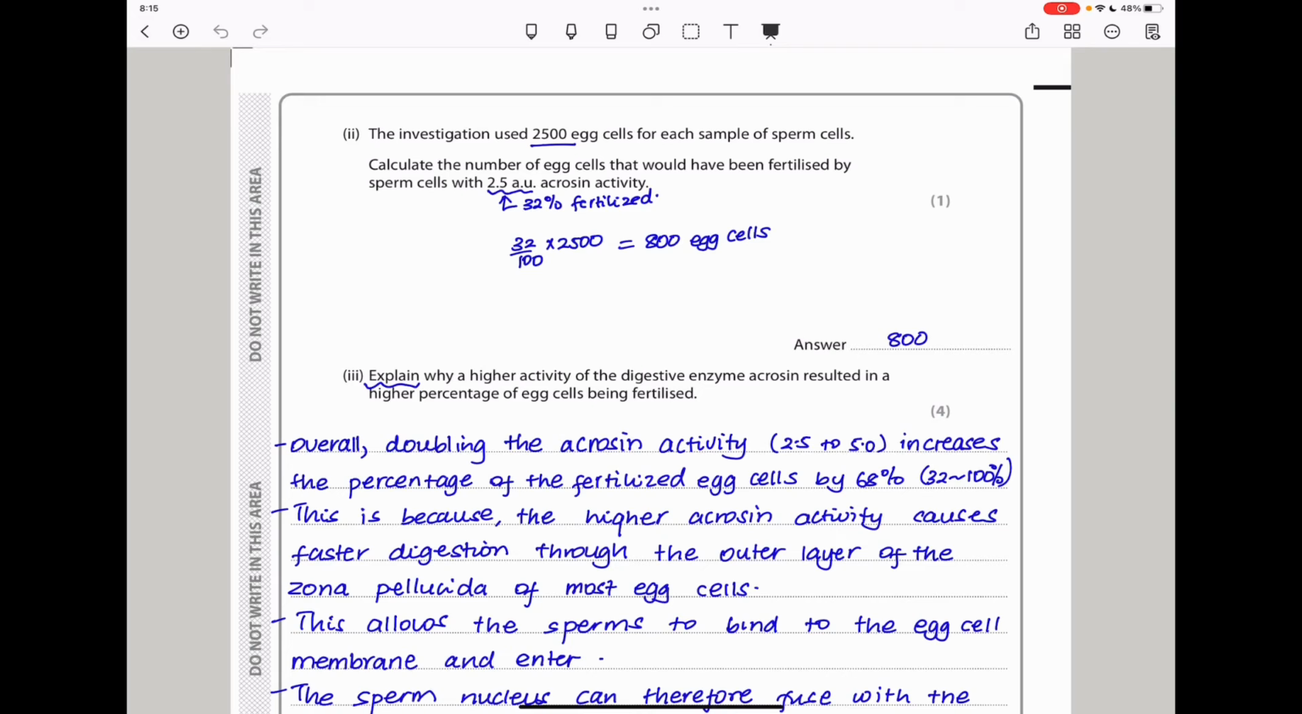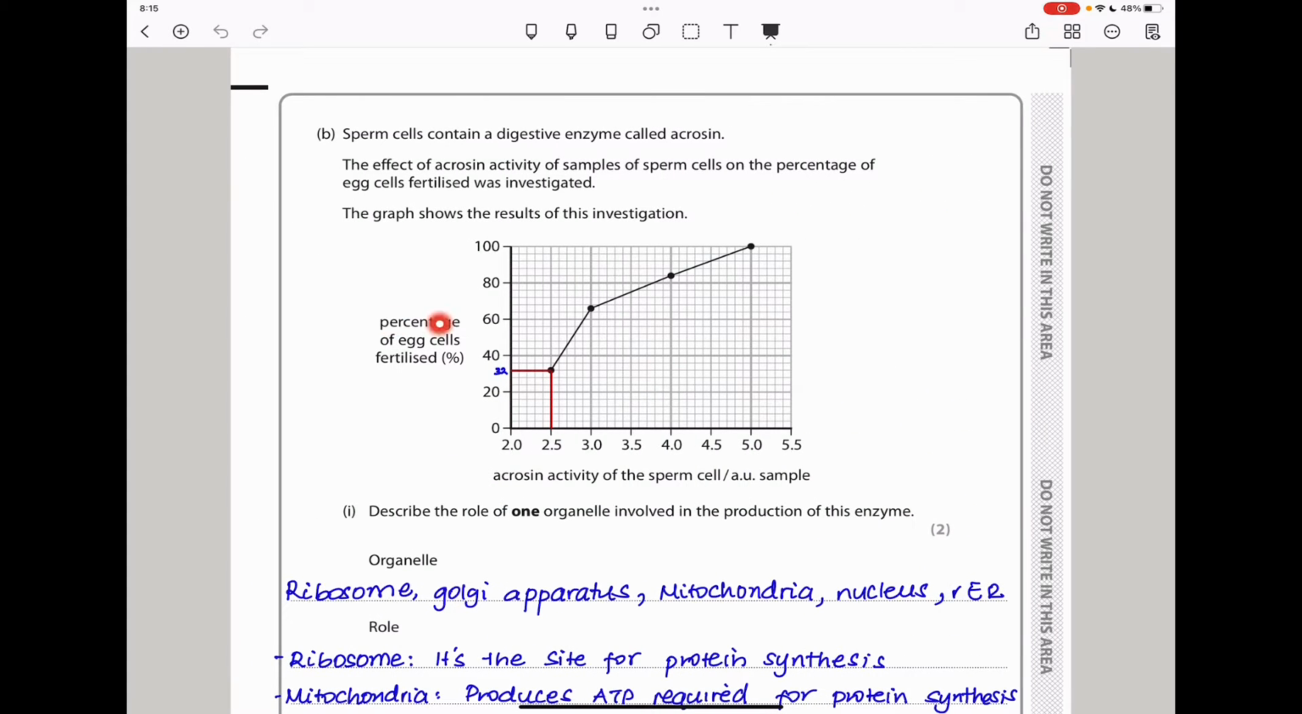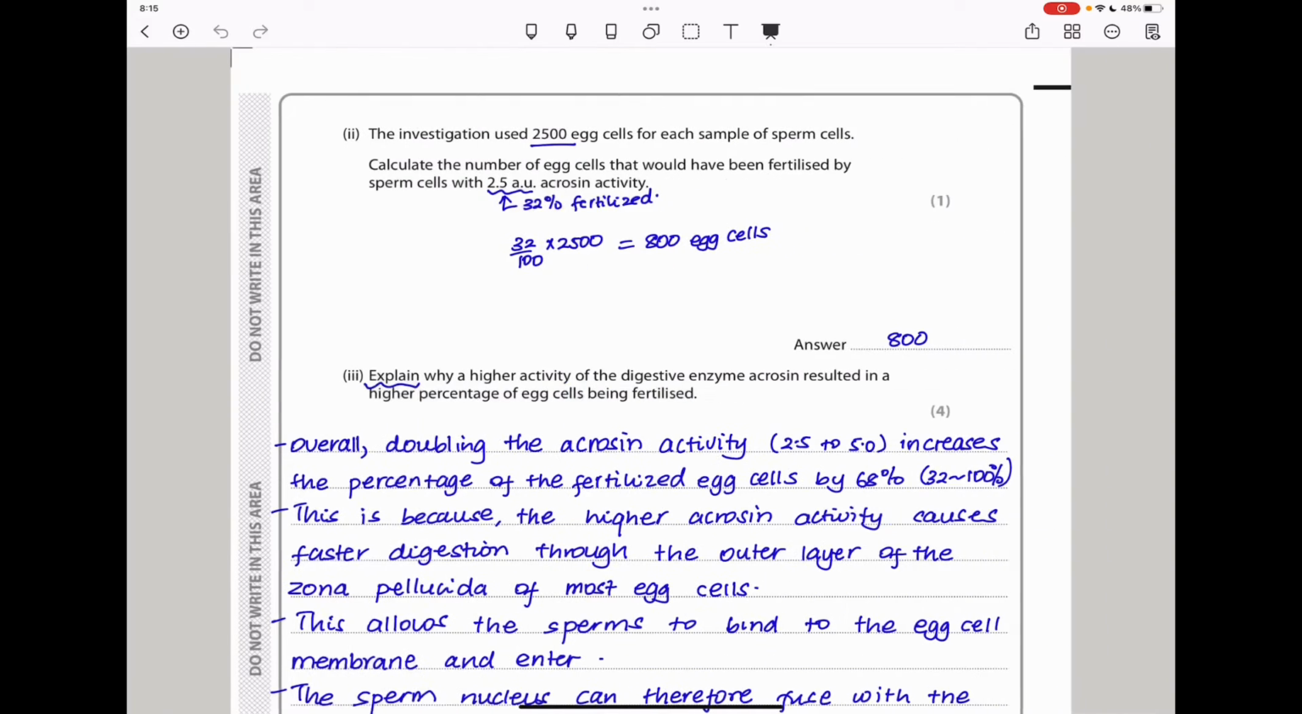Let's move on. So here they say, the investigation used 2,500 egg cells for each sample of sperm cells. Calculate the number of egg cells that would have been fertilized by sperm cells with 2.5 AU acrosin activity. If you go back to 2.5 on the graph, let's go back. 2.5 is here, and it gives us a percentage of egg cells fertilized of about 32%. So I'll take you back here. If this corresponds to 32% being fertilized, it means 32% of that should be 800 eggs. So 32 divided by 100 times 2,500 gives us 800. The answer should be that.